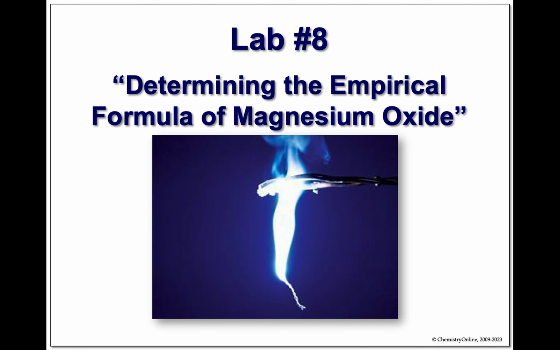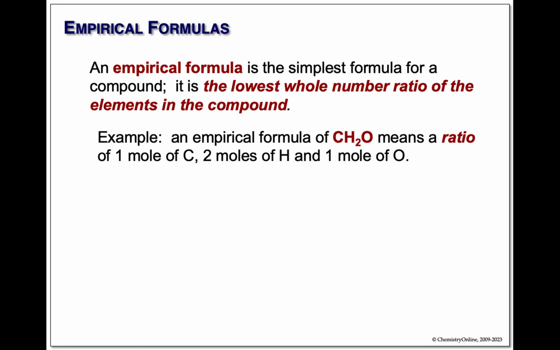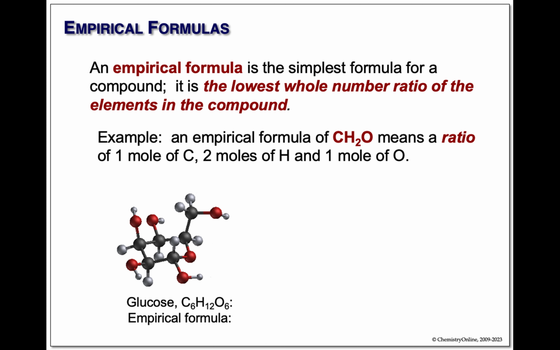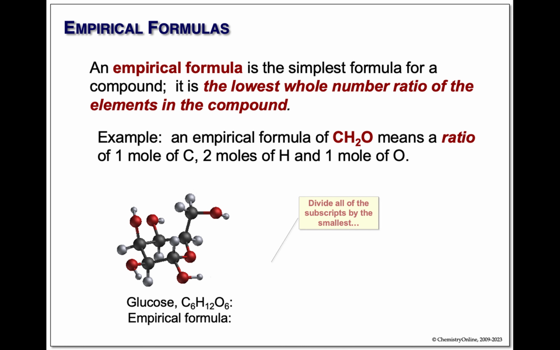All right, let's just review empirical formulas. Basically, it's a mole ratio. It's the lowest whole number ratio of elements in a compound. We've seen glucose many times. Glucose is C6H12O6. What you do is you look at the formula, decide which one is the lowest subscript, and then you divide everything by that. So 6 divided by 6 is 1. 12 divided by 6 is 2. This is a 1. And we get CH2O as our formula.